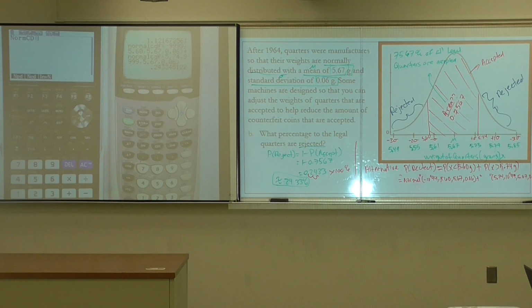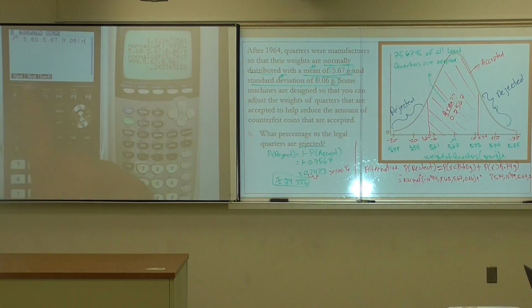So looking at negative 10 raised to 99. There we go. Comma. And now we're going to put the same thing in here. And it's supposed to be the 5.60, comma, the 5.67, comma, the 0.06, close parentheses, plus the next one.